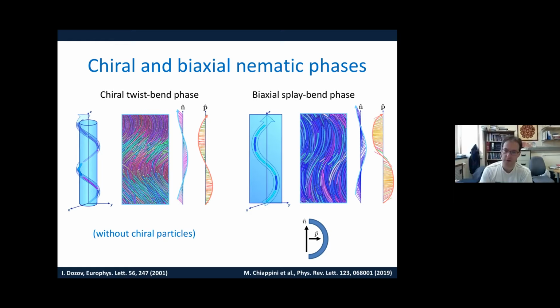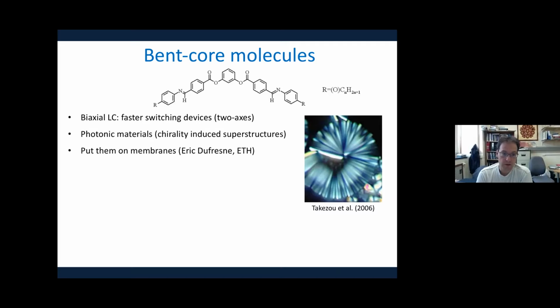So this is a biaxial nematic phase that actually has been predicted by Meyer, like 40 years ago, and also Dozov worked on this, but it had never been seen in an experiment to date. So this brings me back to my introduction. Looking at nematic liquid crystals formed by these curved, banana-shaped particles is of course relevant because we have all these bent-core molecules that do show biaxial nematic phases, are interesting for photonic materials. And also even in collaboration with Eric Dufresne, they're putting some of our bananas on membranes, which is interesting.